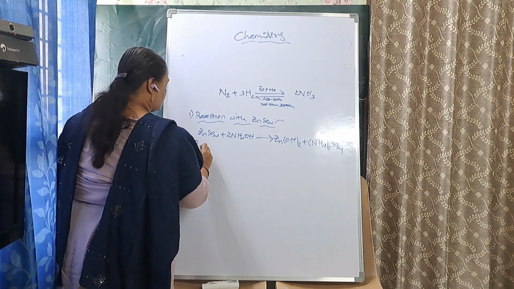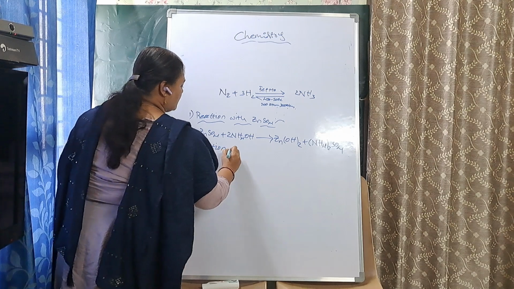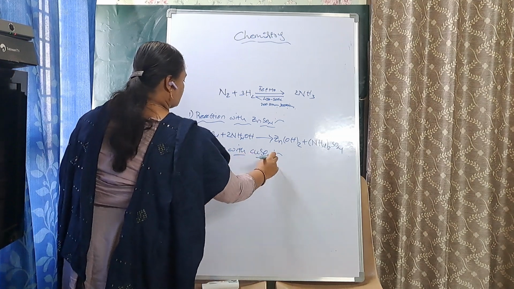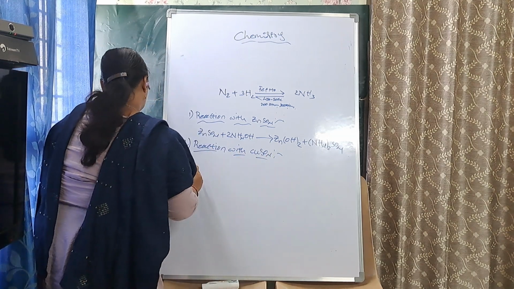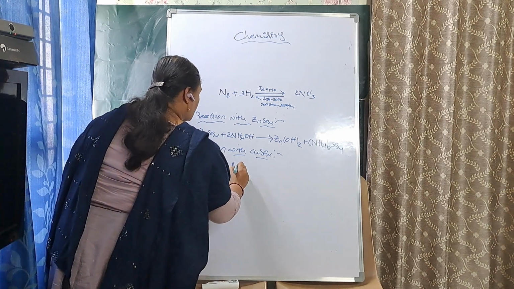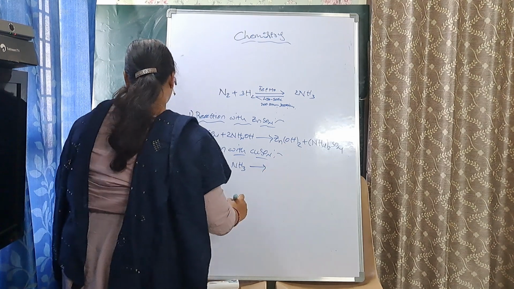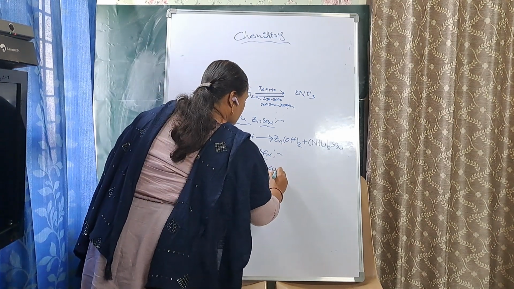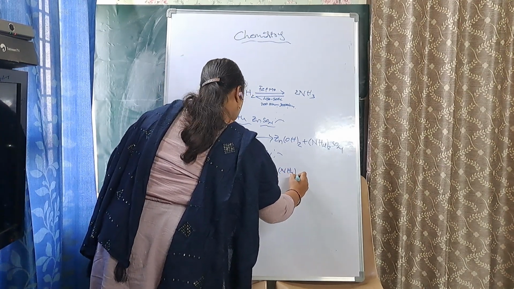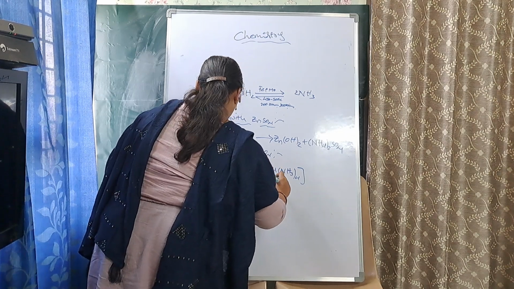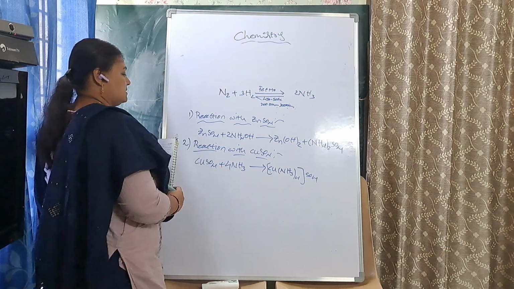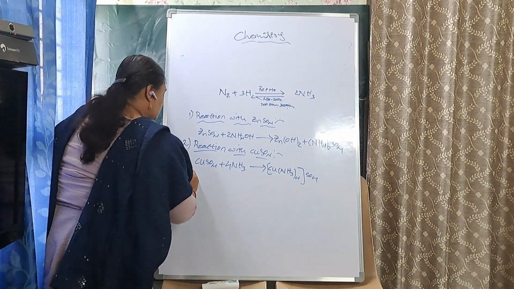Next reaction with copper sulfate. So when ammonia reacted with copper sulfate, we get copper ammonium sulfate.